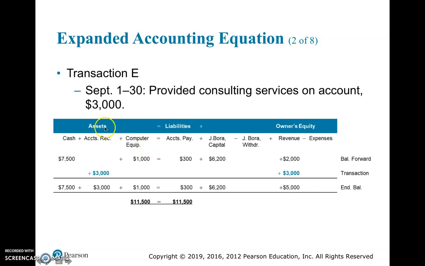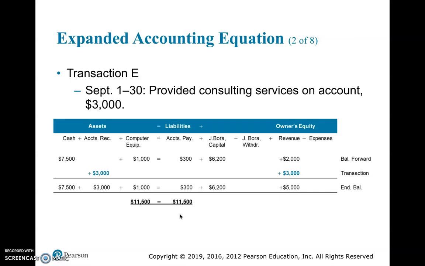So in this transaction, accounts receivable, which is an asset, increases by $3,000, and on the right hand side of the equation, revenues, what type of revenue? Service revenue increases by $3,000. And remember that the components of owner's equity are capital, withdrawal, revenue, and expenses.